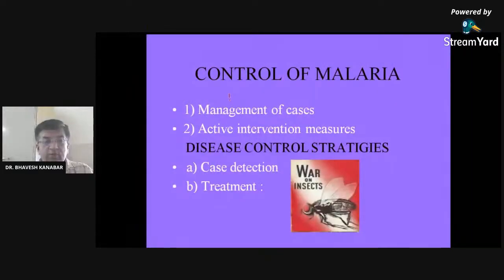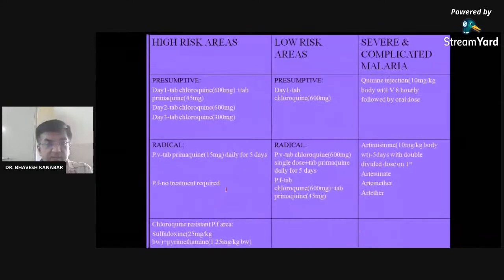So for control of the malaria, management of the cases as well as active intervention are to be taken. Management of the cases is according to the symptoms, and anti-malarial drugs are to be given. And for disease control, case detection and treatment. Right? So you can see that for this high risk area.